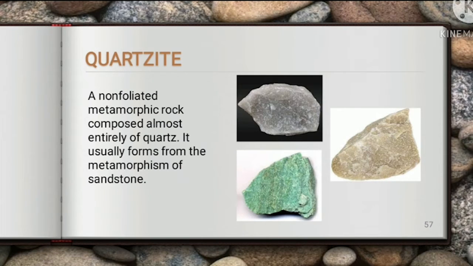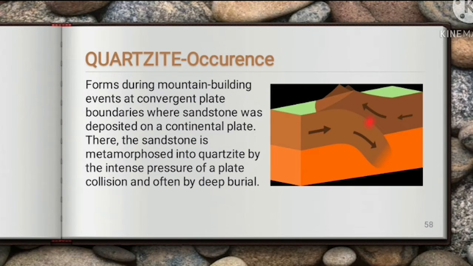Quartzite. Quartzite is an unfoliated metamorphic rock composed almost entirely of quartz. It usually forms from the metamorphism of sandstone. During mountain building events at convergent plate boundaries, where sandstone was deposited on a continental plate, the sandstone is metamorphosed into quartzite by the intense pressure of a plate collision and often by deep burial.